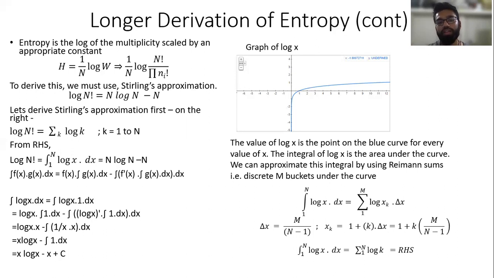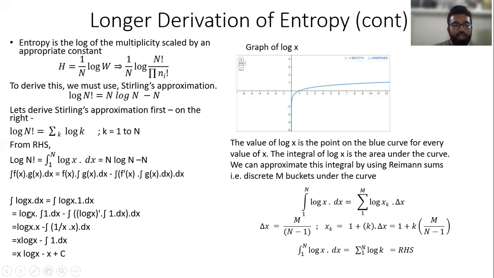You need to evaluate u in the order of ILATE, essentially: inverse trigonometric functions, logarithm, algebraic, trigonometry, and exponential. That's the order in which you assign u of x. Over here, u of x is essentially just log x. So you can see log x dx can be written as log x times 1 into dx. So here we're considering 1 to be v.